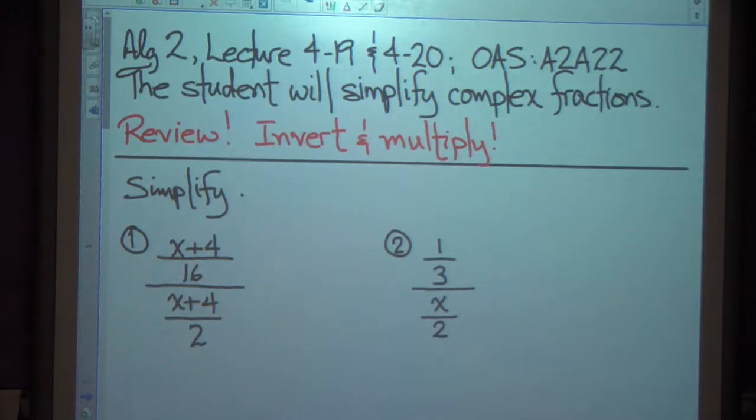Algebra 2, lecture 419 and 420, OSA 2822. Student will simplify complex fractions.